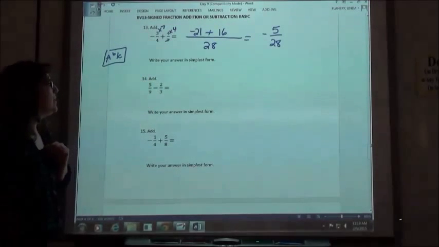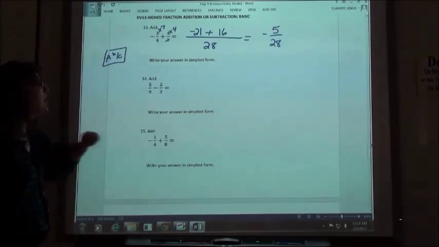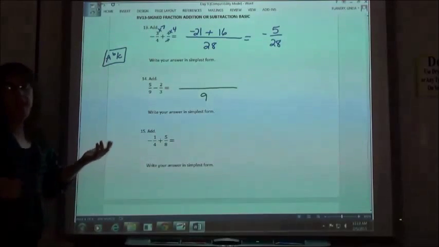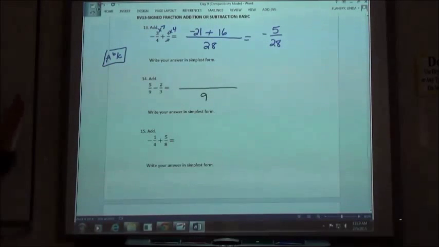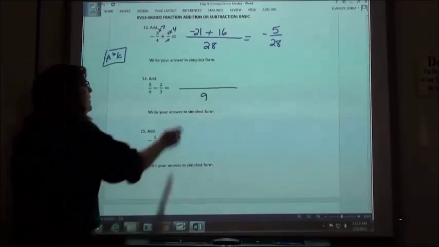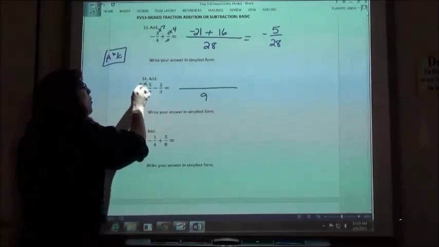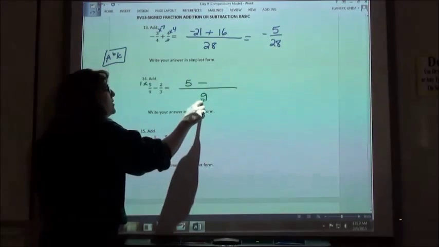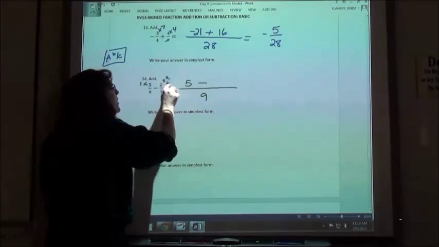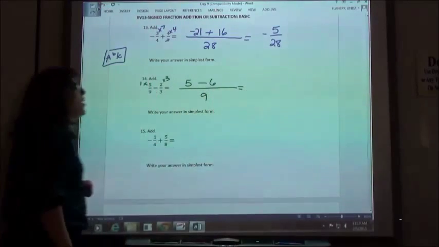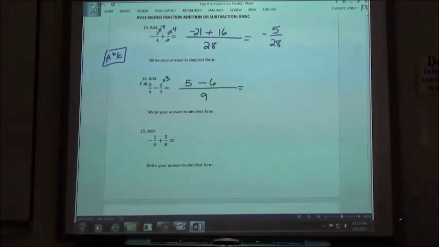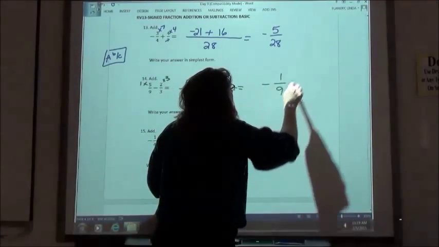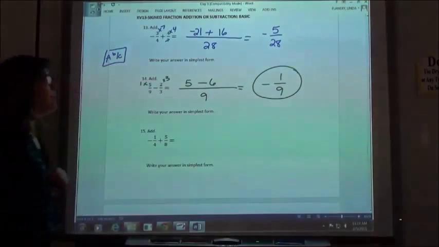When we're subtracting, same kind of thing. I have to have a common denominator. If I have 9 and 3, my least common multiple should be 9. If you happen to use 18, it's still going to work. You just have to make sure you reduce at the end. 9 goes into 9. 1 times 5 is 5. I get the minus in between. 3 goes into 9. 3 times 2 is 6. So I have 5 minus 6 on the top in the numerator of that fraction. 5 minus 6 is negative 1, so negative 1/9 is going to end up being my answer.